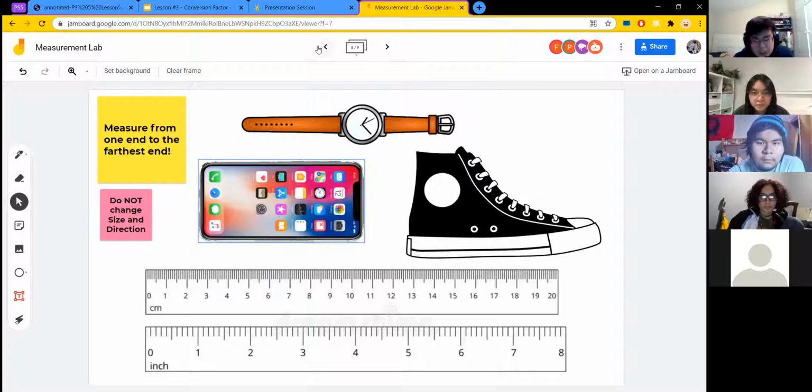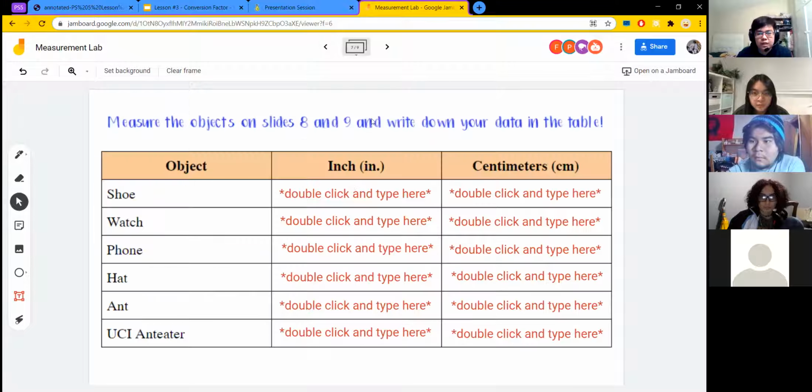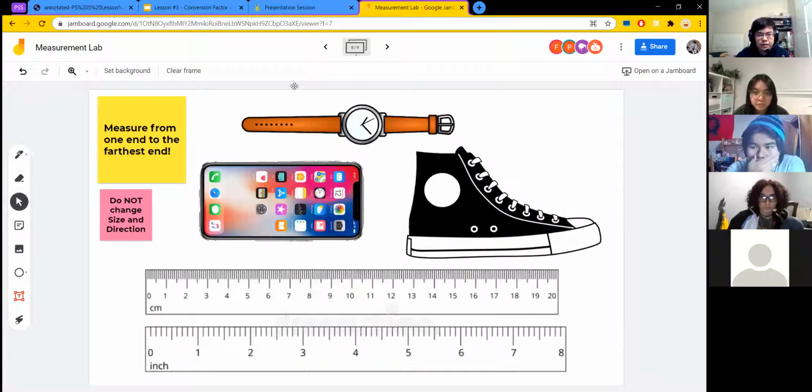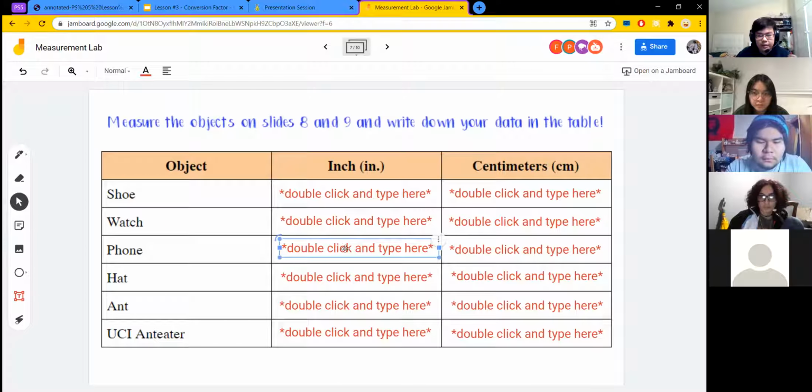And after each measurement, you're gonna go to the table, which is before your slide that has the objects, and it's gonna list out the name of the object. So let's say I was measuring the iPhone. Let's say you measure the iPhone, and then you go back here, and whatever you measure in inches, you double click, and then you can highlight this and change it to like 8.7 or something. So that's that. Let me just retype this.